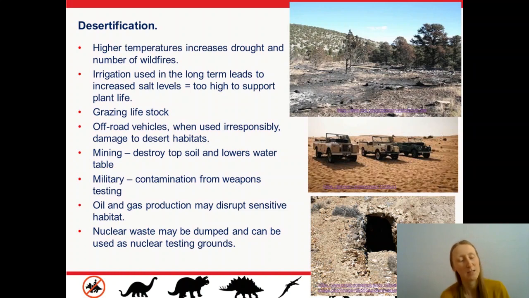Oil and gas production is again really disruptive to the sensitive habitats that we have, and we also get mass nuclear waste dumping. In the Yucca Mountains in the US, there's around 90 kilometers worth of tunnels which is currently holding nuclear waste, and that's within one of our deserts. So we're obviously highly impacting our deserts.